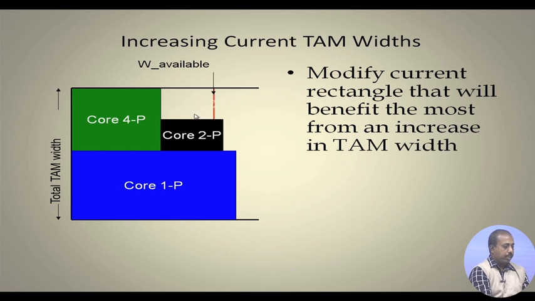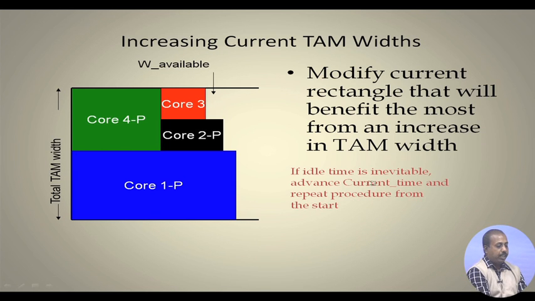So you see that here we change it so that it uses more TAM lines, but the test time is reduced. This is basically deviating from the preferred one. The preferred one was given less TAM width. Now this one is given higher TAM width, but essentially the test time improves.